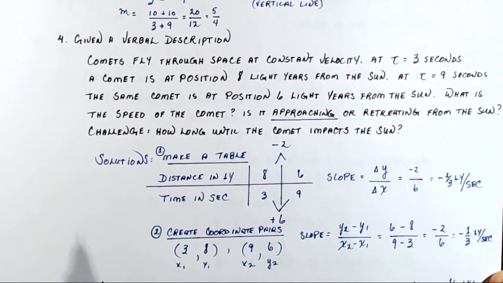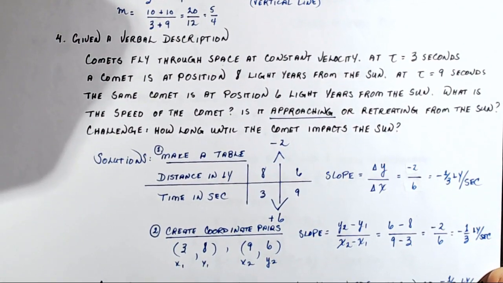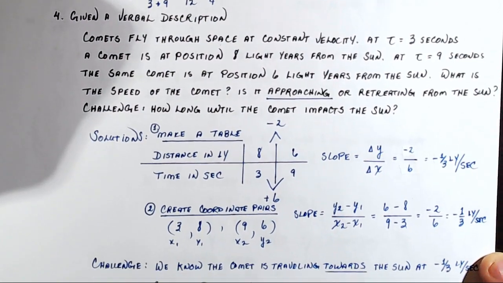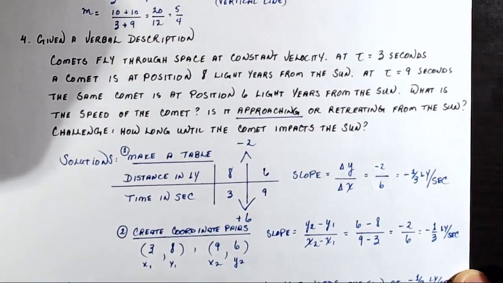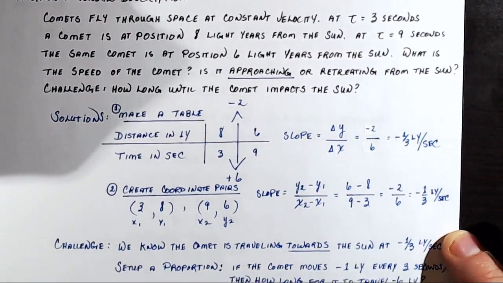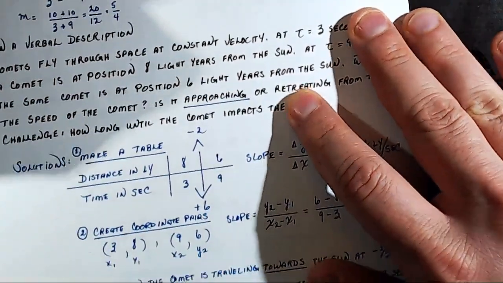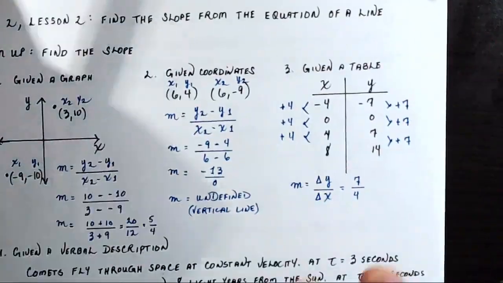I gave two solutions to this, the first of which is to make a table. And so we list the distance in light years.